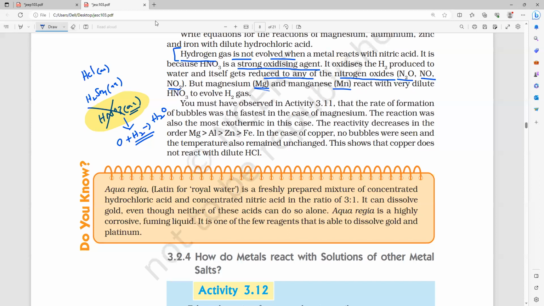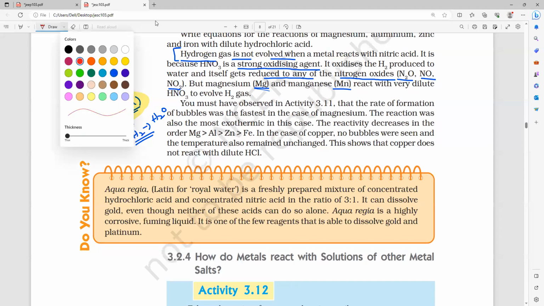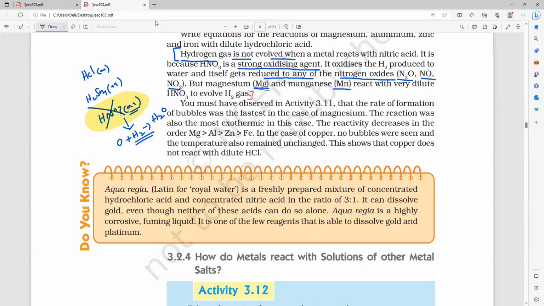Very important. Even if I set a question paper, I may ask you to write the balanced equation of magnesium reacting with nitric acid and write the products. You have to write it, with the perfect answer. Everything has to be written. So what will happen? Because it is a strong oxidizing agent, it oxidizes the H to produce water and itself gets reduced to other nitrogen oxides.